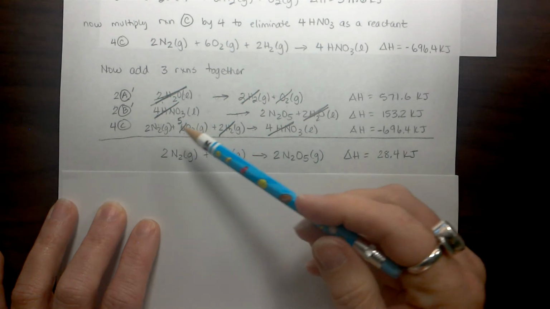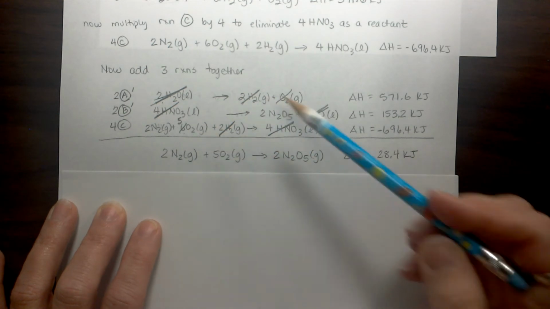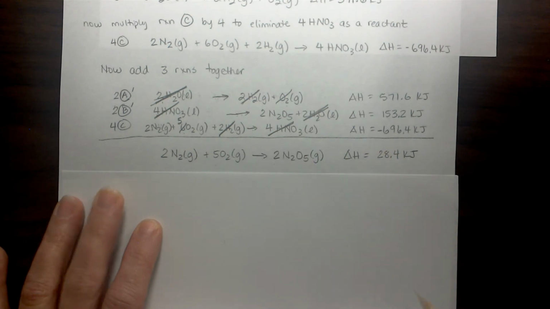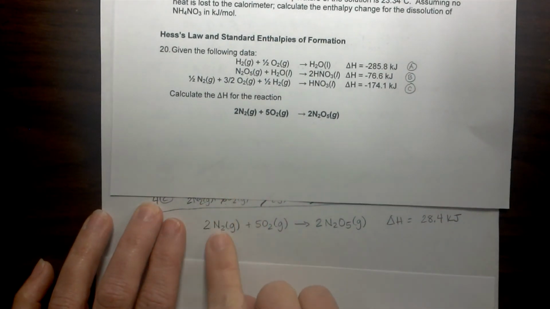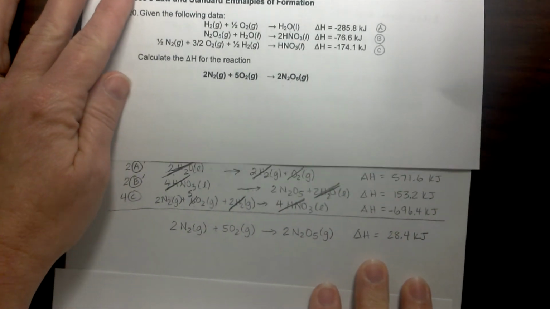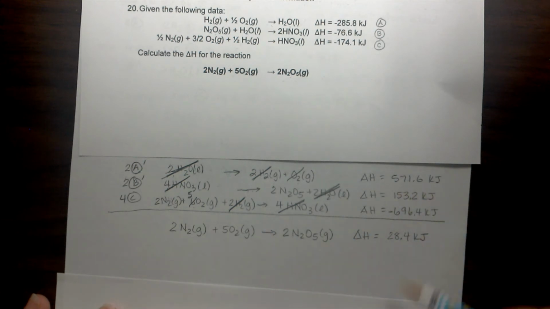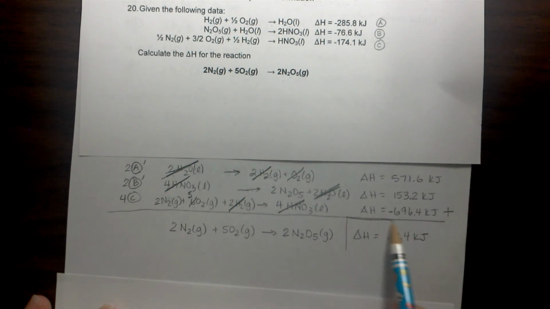Okay, so I'm left with 2 nitrogens as gas, 5 oxygens as gas, and on this side, the only thing I'm left with is 2 moles of dinitrogen pentoxide. So if I go back to my original problem, that's the actual problem that they wanted: 2 nitrogens, 5 oxygens, and 2 dinitrogen pentoxides. I took all my enthalpies that I had used after manipulating them, whether I reversed the reaction or multiplied by 2 or 4 or whatever. When you add all of these up, you'll get 28.4 kilojoules, and this is your answer.